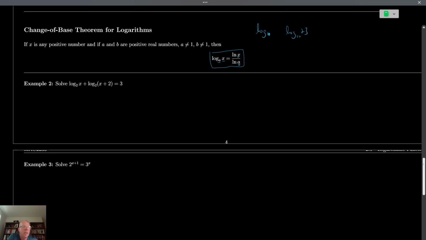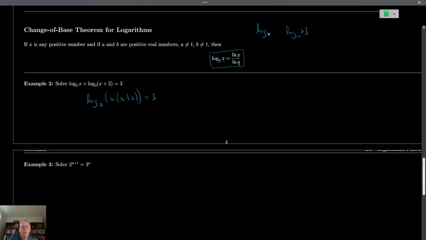So the first thing you need to do with a log equation is combine the logarithms. So we'll use the properties that we learned. So log base 2, and I will write the base. You always need to write the base, but sometimes if it's not that important, I won't do it. So combine these with multiplication, that equals 3.